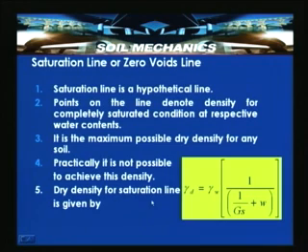And the dry density for the saturation line is given by, again I am giving this expression here, gamma_d is equal to gamma_w into 1 by (1/G_s + w). This has been deduced earlier. So, for a range of water contents we will be able to determine the gamma_d, or the dry unit weight or dry density. So, the saturation line is a hypothetical line, and points on the line denote the density for completely saturated condition at respective water contents.